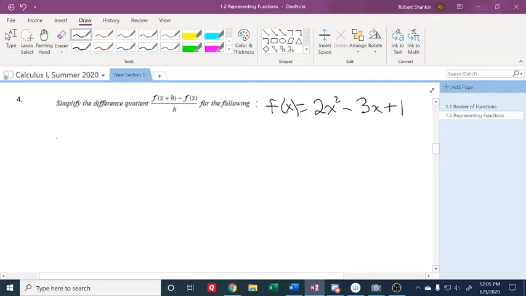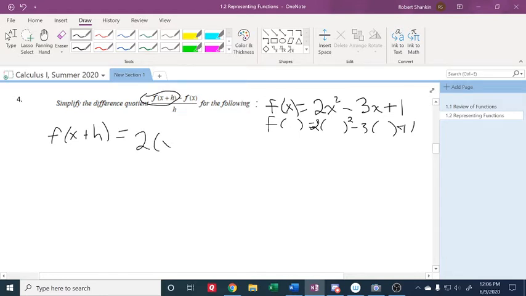Alright, so I'm going to start on this, and I'm going to figure out what this portion is right here first. For this particular function, what this really means is f of anything is 2 times that thing squared minus 3 times that thing plus 1. So I am going to take 2 times and fill in all those blanks with x plus h.